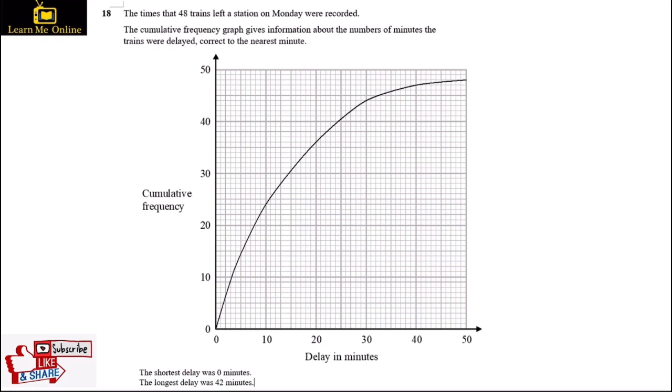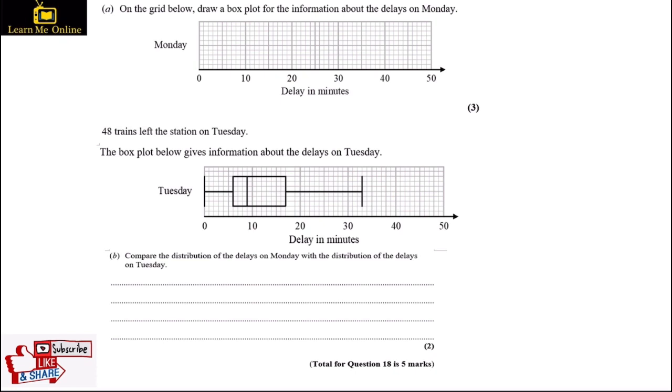This is that the times that 48 trains left a station on Monday were recorded. The cumulative frequency graph gives the information about the number of minutes the trains were delayed, correct to the nearest minute. What else is given to us is that the shortest delay is 0 minutes, and the longest delay is 42 minutes. So part A is, on the grid below, draw the box plot for the information about the delays on Monday.